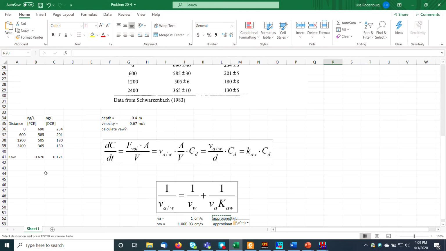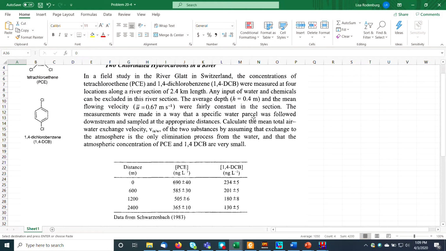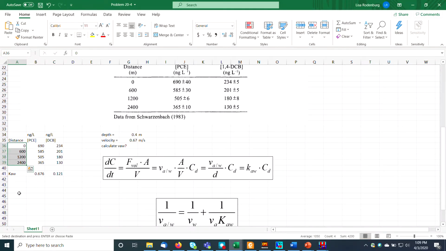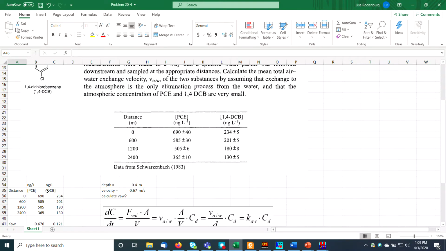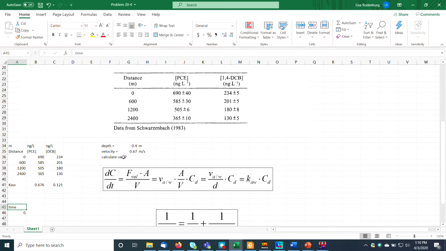The trick to this problem is to understand that when they say distance here, they're really not talking about distance, they're really talking about time. Because up here they say that a specific parcel of water was followed downstream and sampled at the appropriate distances. So this distance can be converted into time. Let's do that. This is distance in meters, and we have our velocity in meters per second. If we take that distance and divide it by the velocity, we get time in seconds.